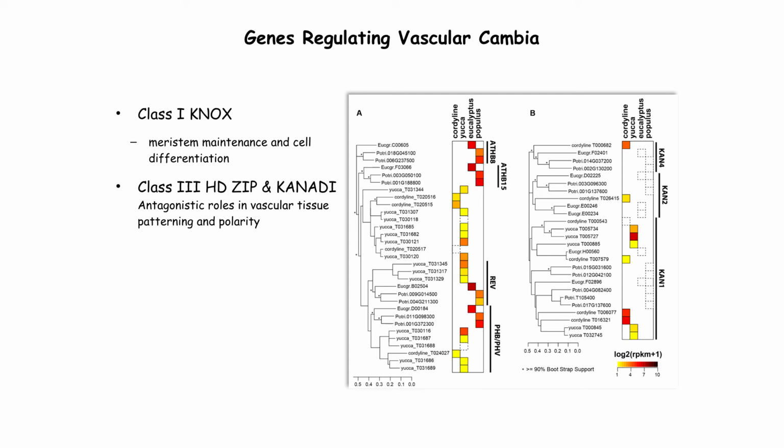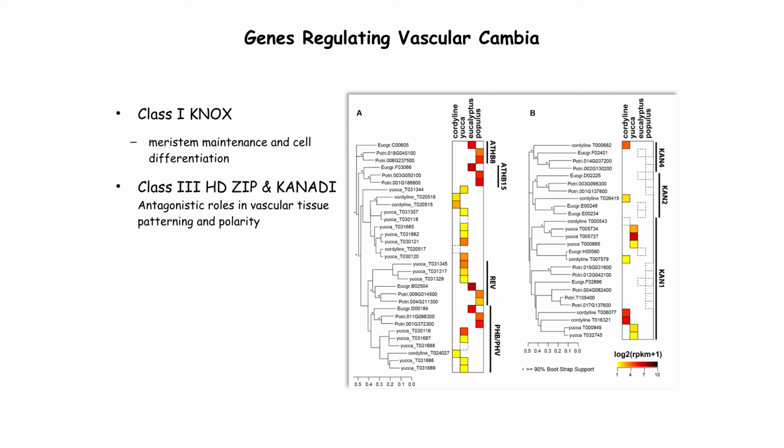The second families that we looked at are another very ancient gene family, the class 3 HD-ZIPs, as well as the KANADIs. And these genes have been very well characterized in Arabidopsis in particular, where they play antagonistic roles in vascular tissue patterning and polarity. So on the left here, we're looking at the class 3 HD-ZIPs, including REVOLUTA, FAB, FAV, and the ATHB 8 and 15 clades. So similar to what I showed you for the class 1 KNOX, these are expressed both within the poplar and eucalyptus as well as within the cordylines.